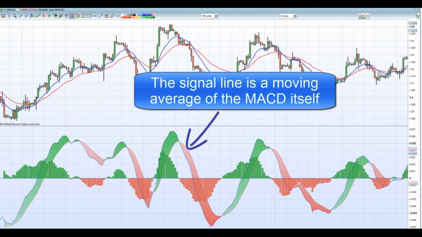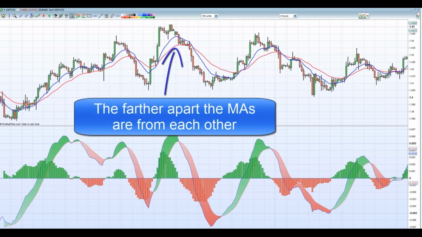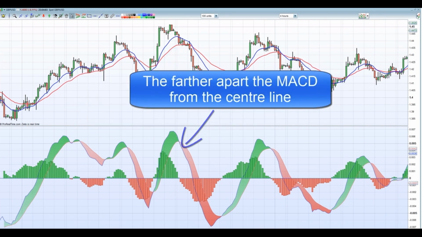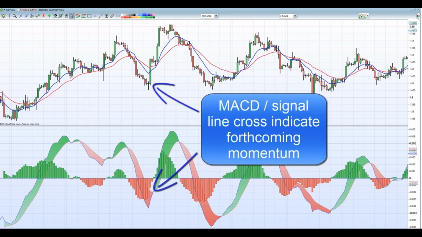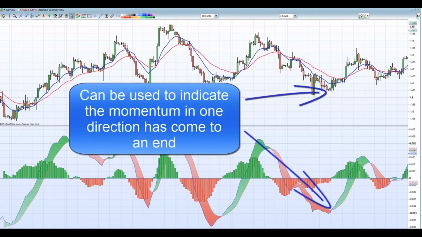The signal line, here in red, is a moving average of the MACD values themselves. Typical values for the MACD are 26 and 12 exponential moving averages and 9 for the signal line. The farther apart the moving average is, and the greater the momentum, the farther away the MACD will be from the center line. Traders use MACD and signal line crosses, such as these, to indicate momentum trades. You can see how these crosses often match up with market moves. Traders also use the MACD crosses to indicate when momentum is coming out of the market and may use it as a signal to exit a trade.